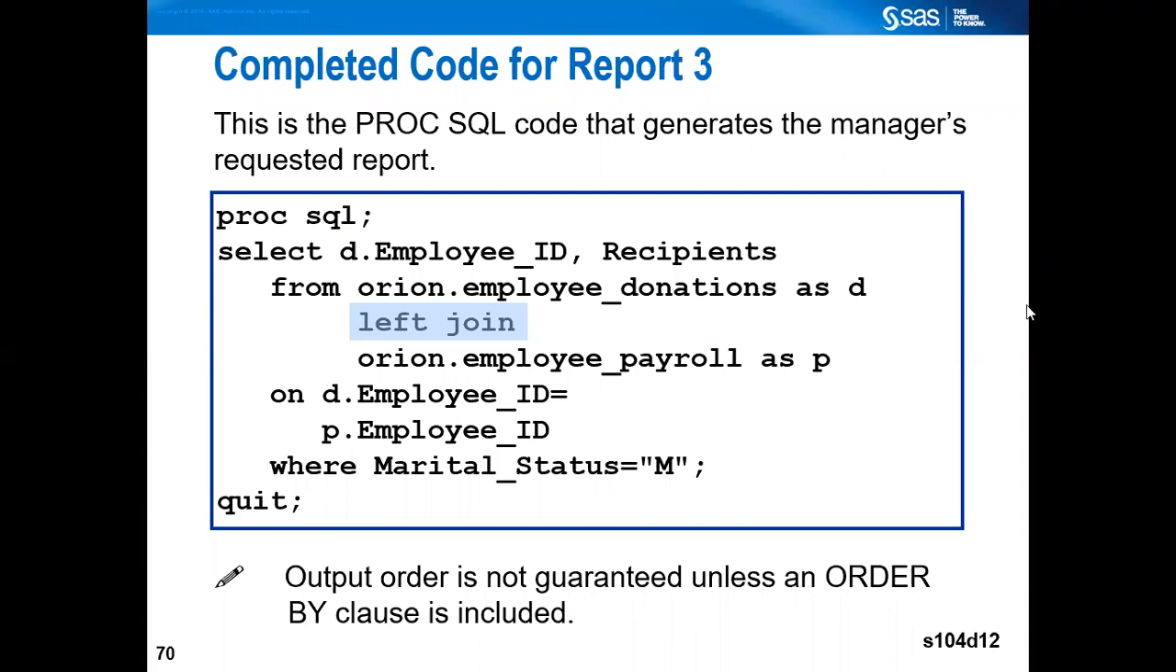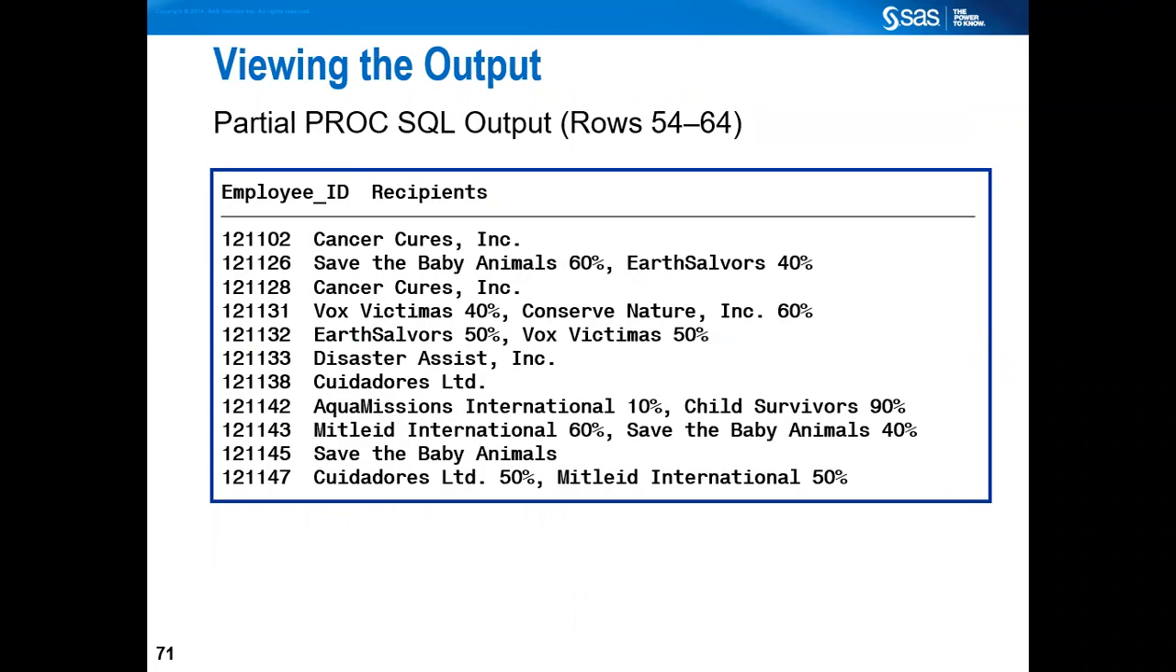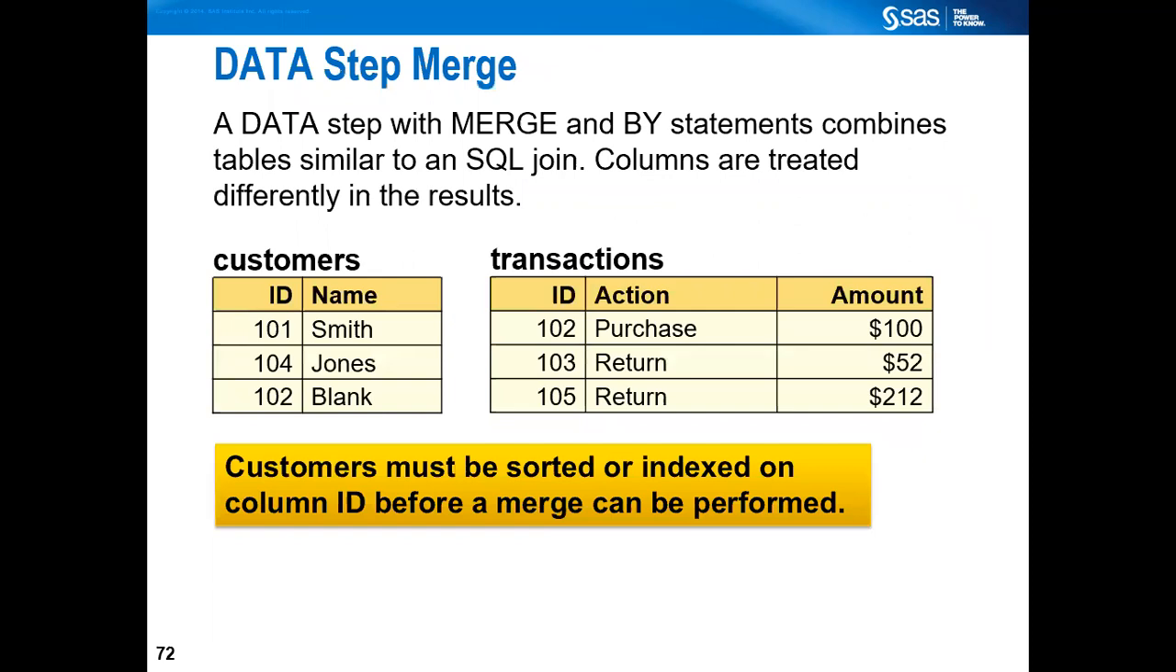Yes, Ashwin, on this. This is where you get all employees who are donating and who are married. For a data step merge, the prerequisite is that you need to sort your data. Data step with merge and a by statement combines tables similar to an SQL join. Columns are treated differently in the result.